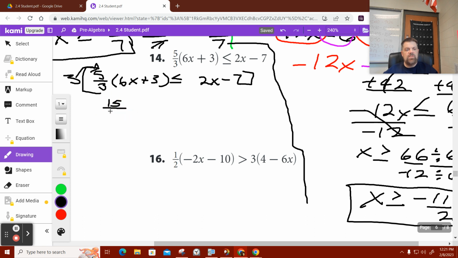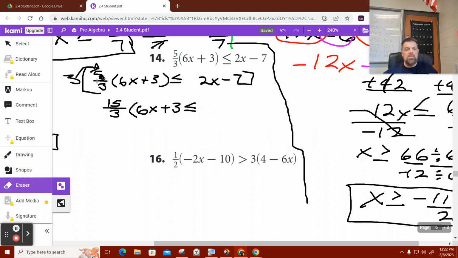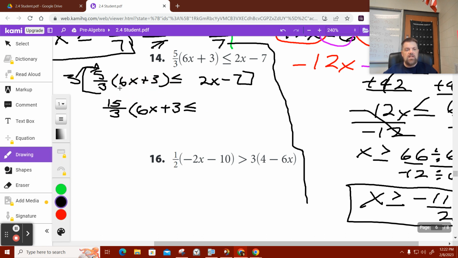3 times 5 is 15 over 3 times the quantity 6x plus 3 is less than or equal to 2. Oh, wait. It's not 2. I got to multiply. Now, I only have to multiply it by one of the factors. This is a factor, and this is a factor on the left-hand side of the inequality. So I only need to multiply it by the first factor. But I need to multiply it by 2x.